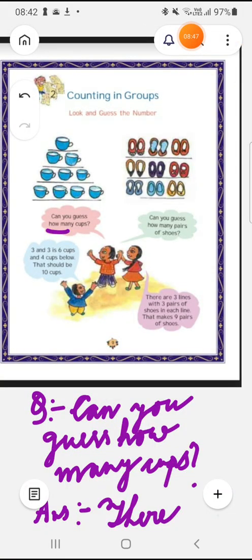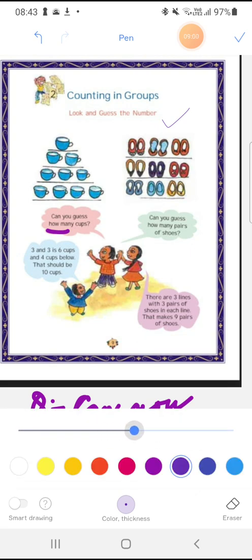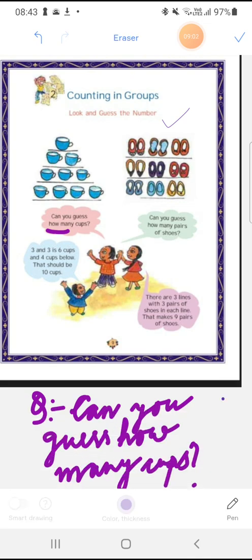Now let us come back to our question again. In our book, that was our question which I made for you. Now this question, you see, what is the question given here? Can you guess how many pairs of shoes? So how many pairs of shoes?